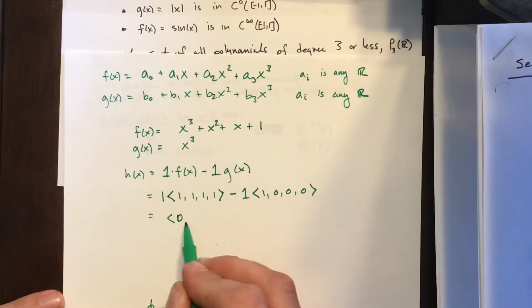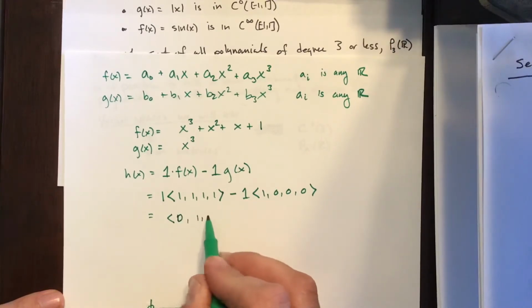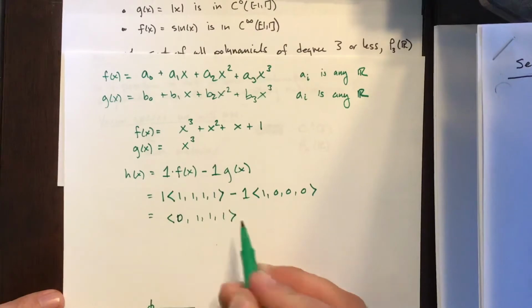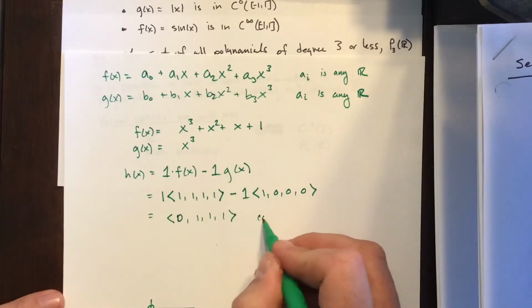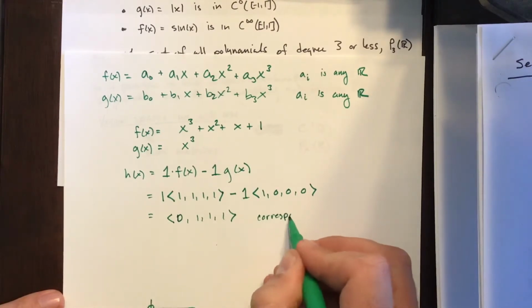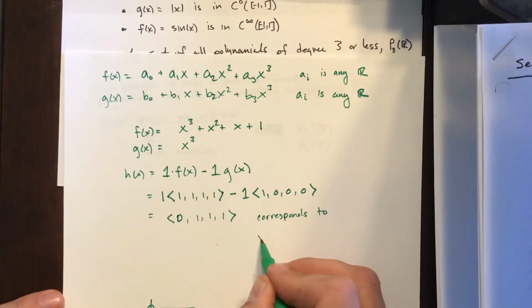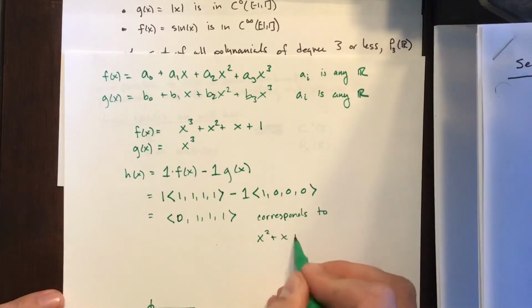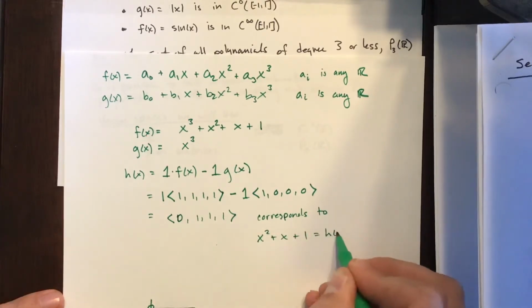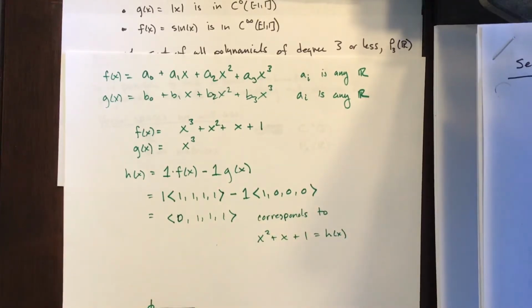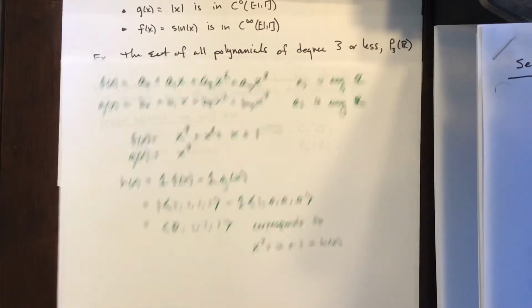you would get something like 0, 1, 1, 1, which corresponds to the function x squared plus x plus 1 as h of x. So it is possible to take a linear combination of degree 3 polynomials and get something that is not degree 3. That's an example of such.